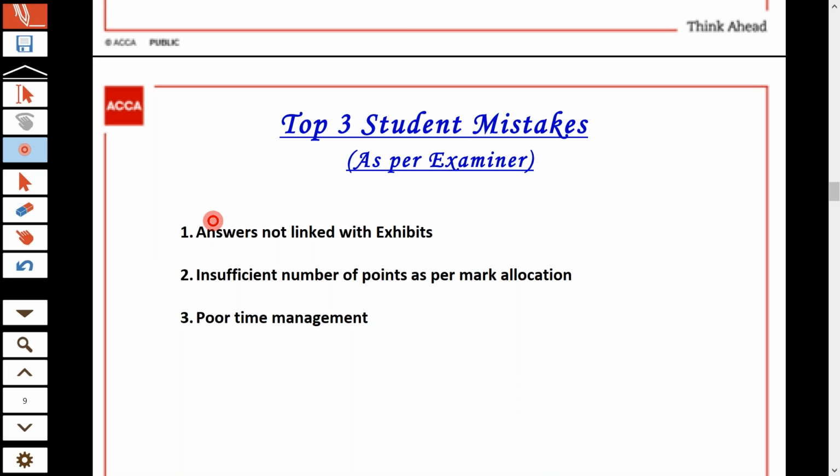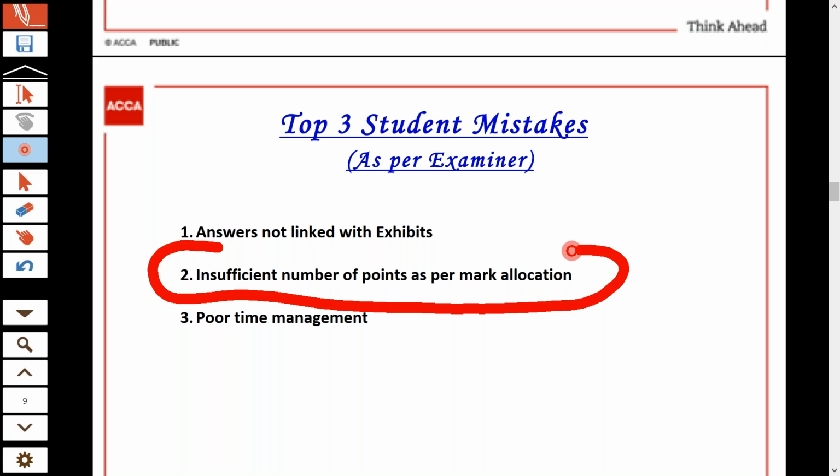There is a particular technique of how to link or extract your answers from the exhibits, and I will teach you that technique tonight after a few minutes. The second problem our friend examiner has is that he says there is an insufficient number of points as per the marks allocation. You can't blame him if it's a 20 marks question and you write 3 points, he's not going to pass you. So there is a particular number of points you need to mention, depending on the marks. I will teach you the right quantity and the right size of the points. This I will cover tomorrow.